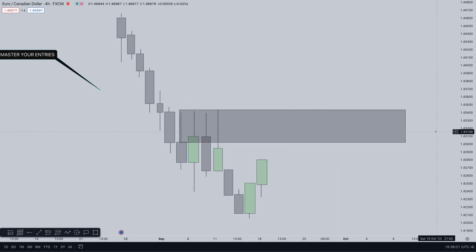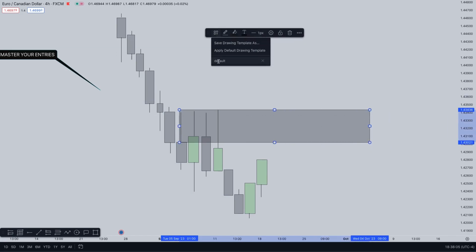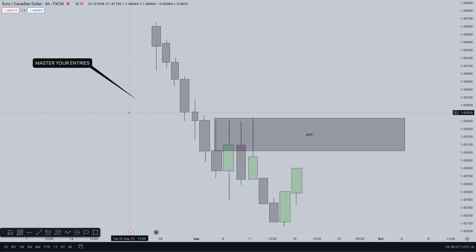I want to make sure that you understand this thing before we go on to real chart examples. Nice. So now this area here is called my ACP, which means area of condensed pricing. So price has condensed in this area. Price is being accumulated in this area, guys.